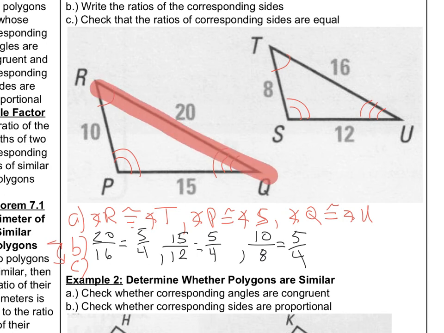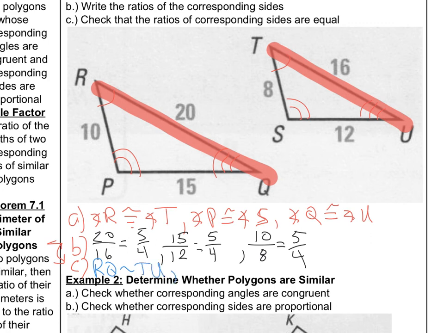So basically, this side here is going to be similar with this side here. So let's label that with a pen. I'm going to go big to little again. So I'm going to say RQ is similar, and I'm going to use that one little squiggly line right there to mean similar. They really don't do that in the book, but they should. RQ is similar to TU.